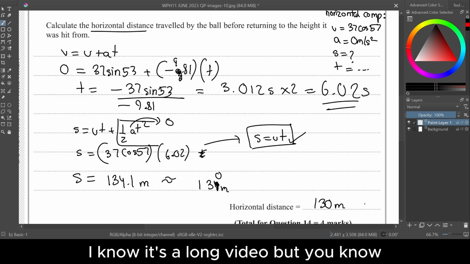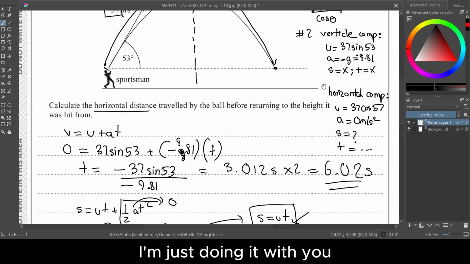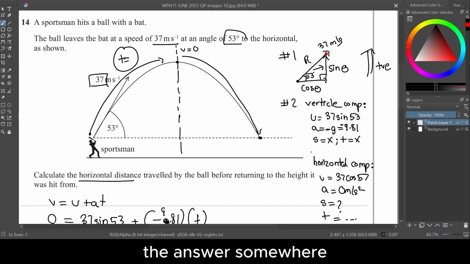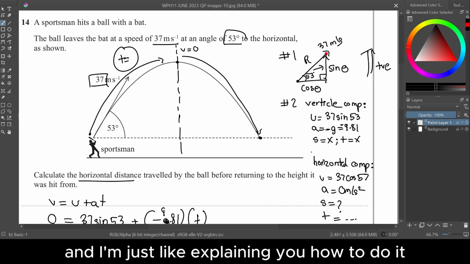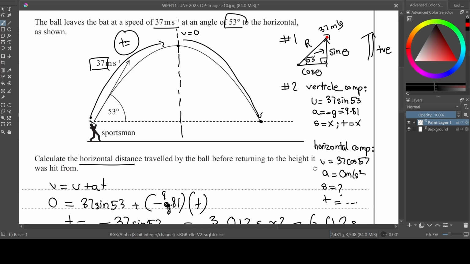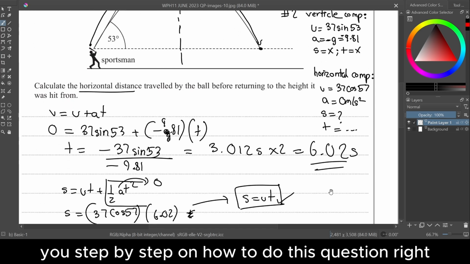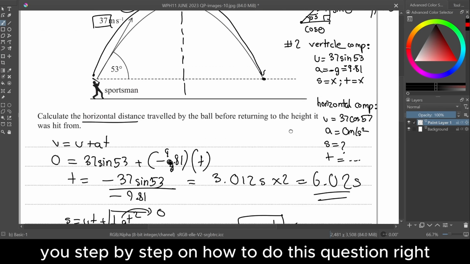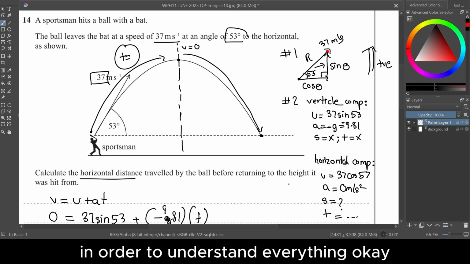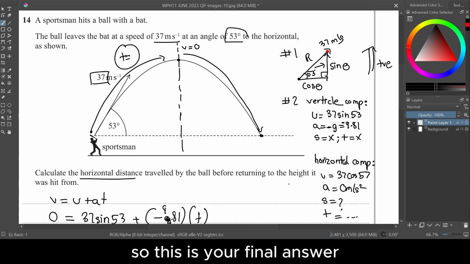I know it's a long video, but I'm doing it with you so that you don't think I have just written the answer somewhere and am just explaining how to do it. I did this whole thing with you, and I'm explaining step by step how to do this question. It's very simple. You just have to do it step by step in order to understand everything, okay? So this is your final answer.